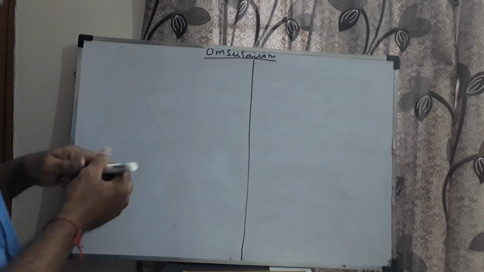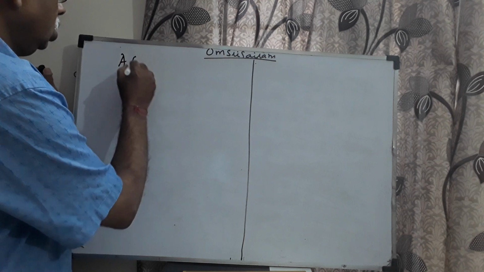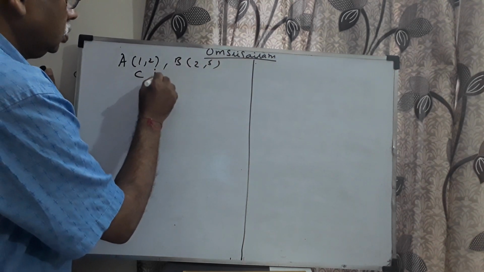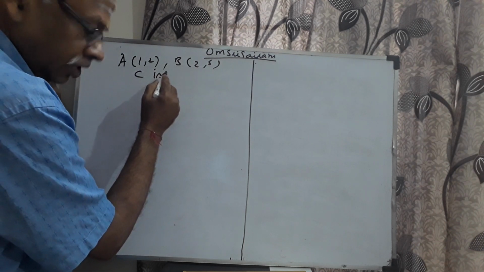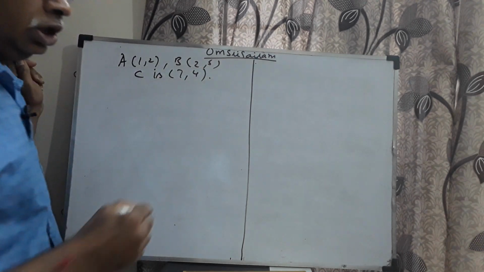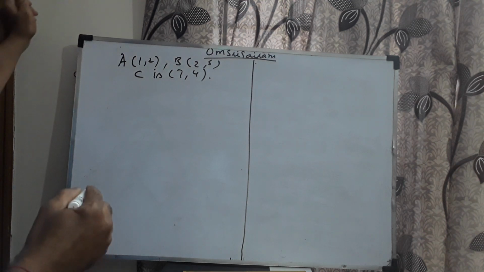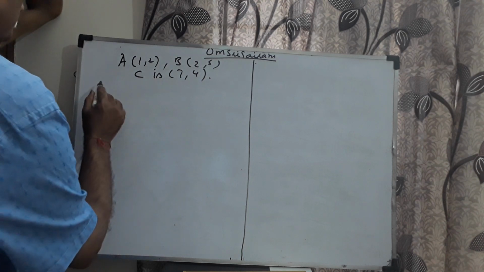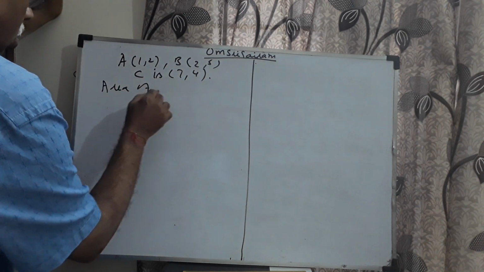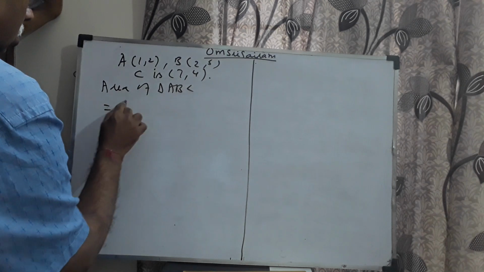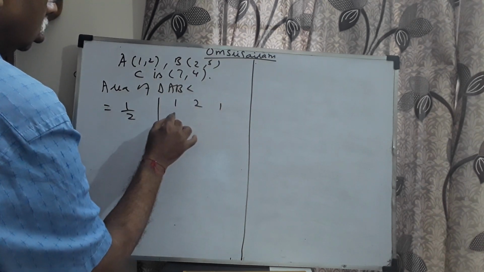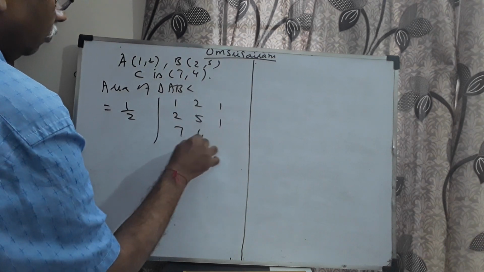In triangle ABC, A is (1, 2), B is (2, 5), C is (7, 4). Find the area of triangle ABC using determinants. I am supposed to use determinants to get the area of this triangle. Area of triangle ABC is equal to half determinant 1, 2, 1, 2, 5, 1, 7, 4, 1.